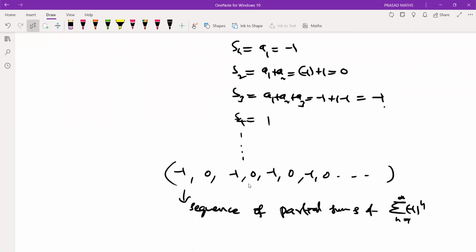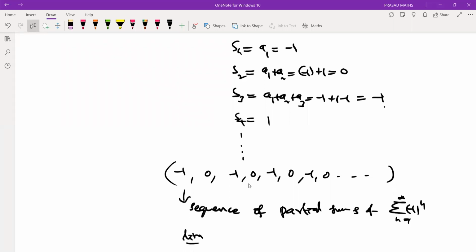Question: is it convergent? No, right? Because it has 2 limit points. 0 is one limit point. Of course, -1 is also repeated infinitely many times, therefore -1 is also a limit point. You know that whenever a sequence is convergent, it has a unique limit point. Here the sequence of partial sums has 2 limit points, -1 and 0. Therefore, it is not convergent. In fact, it is an oscillating sequence, because the limit does not exist.